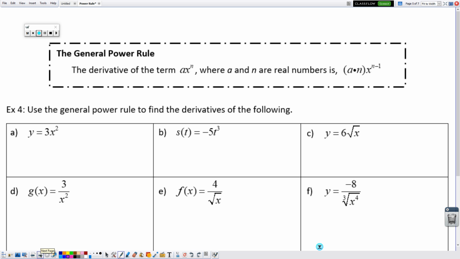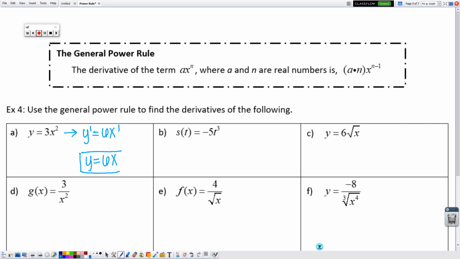So now it says the general power rule. It says the derivative of the term ax to the n, where a and n are real numbers, is a times n times x to the n minus 1. So really we're doing the exact same thing, but you just happen to have a coefficient in front already. So you're just going to multiply whatever you bring down with whatever is already there. So, for example, this one is going to be y prime. Bring down the 2 to join the 3. 6x to the first power, or y equals 6x.